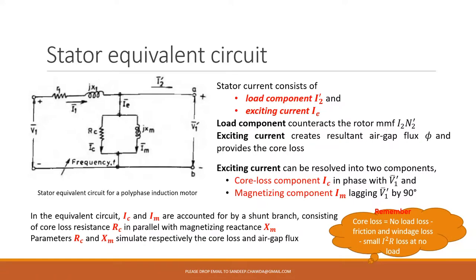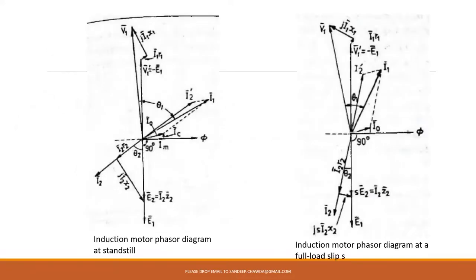This branch is called the shunt branch. Again, an important question from a practical examination point of view: the shunt branch, what does it consist of? What exactly is it representing? It is representing the core loss component and the magnetizing component. So two components are there. The core loss component will be in phase with V1 dash. Already we have drawn this in the phasor diagram, where the core loss component IC was shown in phase with V1 dash. So you can draw it here as well, in phase with that.